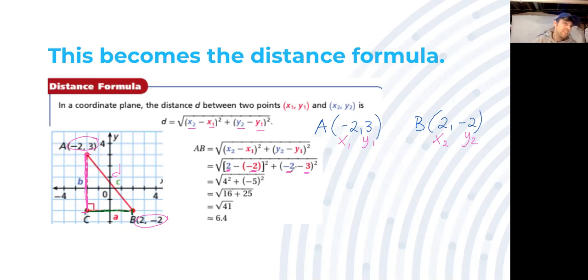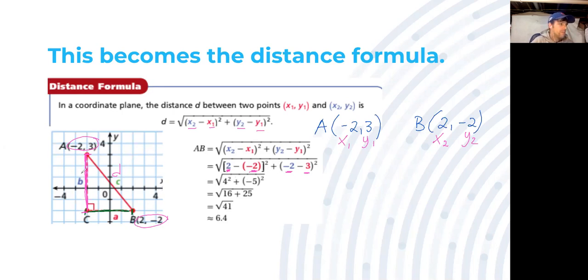So you can see there's a lot of steps here. Sometimes you're going to have to subtract a negative. You have to be really careful with your integer operations when you're simplifying this, because a missed negative sign or a missed subtraction here can really throw you off. But 2 minus -2 is +4 squared. -2 minus 3 is -5 squared.